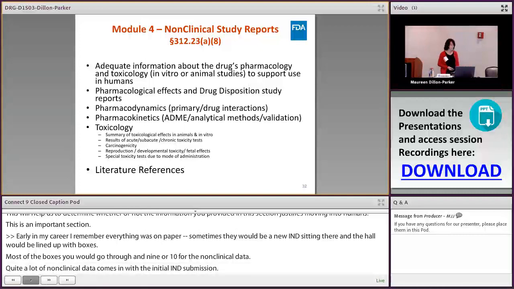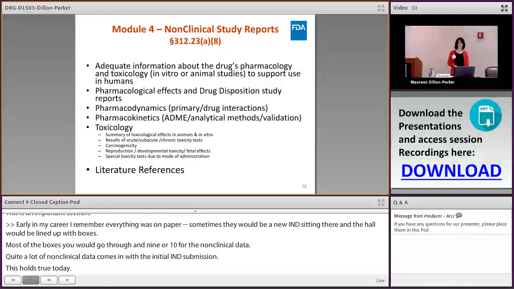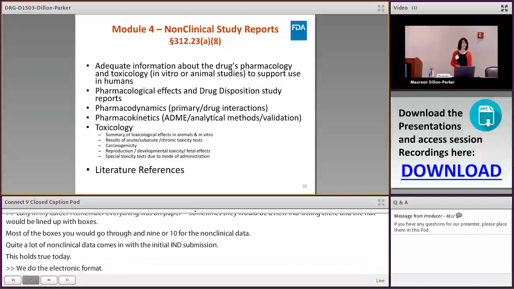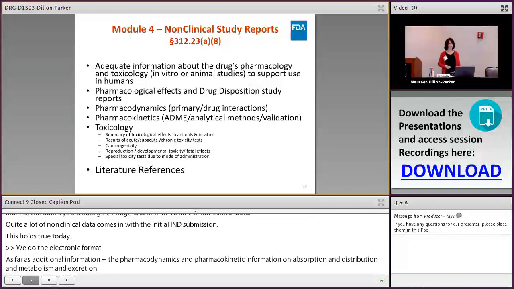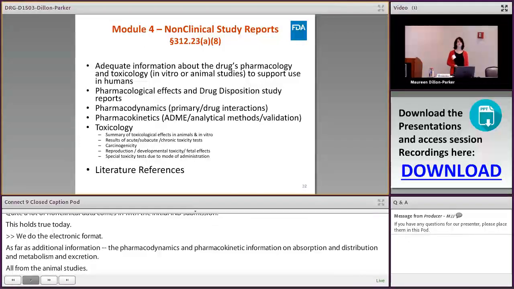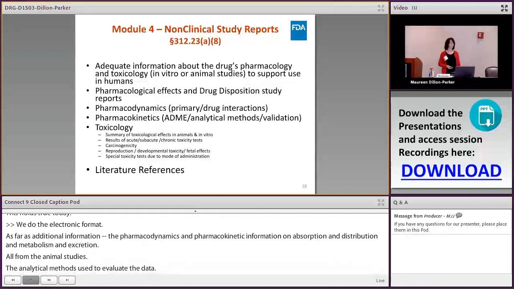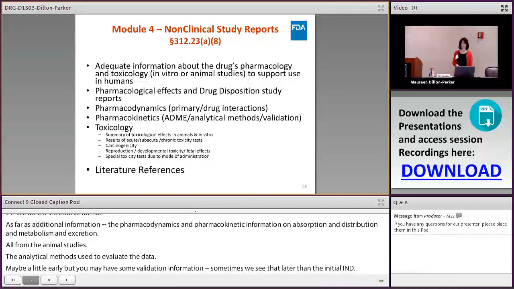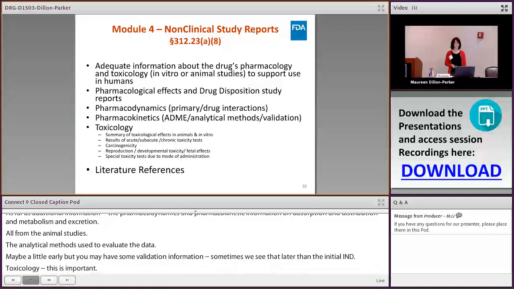So as far as additional information, pharmacodynamics information, pharmacokinetic information, that's information on absorption, distribution, metabolism, and excretion, all from your animal studies. And again, what analytical methods did you use to evaluate that data? Maybe a little early, but you may have some validation information. Sometimes we see that a little bit later than the initial IND study. Toxicology. Toxicology is really important. So a summary of your toxicology information that you've accumulated to date. If you've done any of your acute or subacute tox studies, please provide that to us.